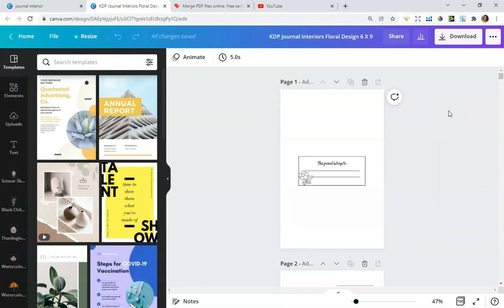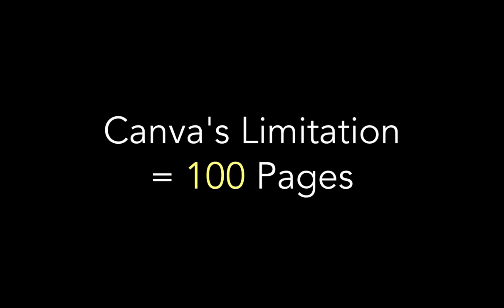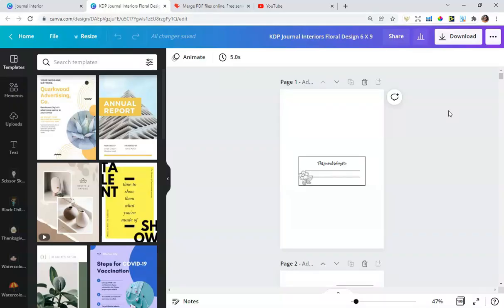For those of you that are not aware of this, Canva does have a limitation to the pages that you can add, and it goes up to 100 pages. So what I'm going to show you really quickly, guys, in this video is how to add more pages to your documents that you print out in Canva.